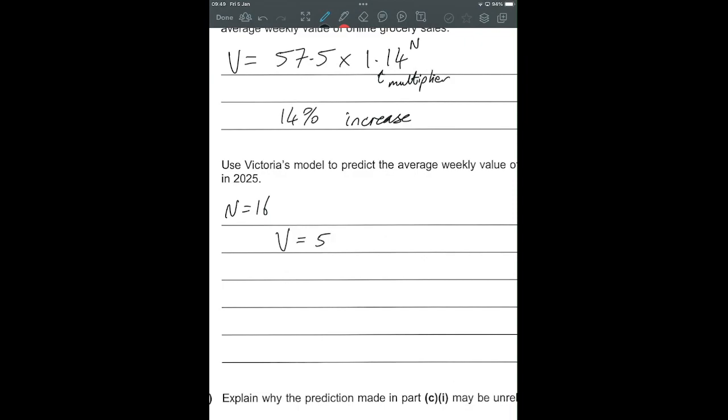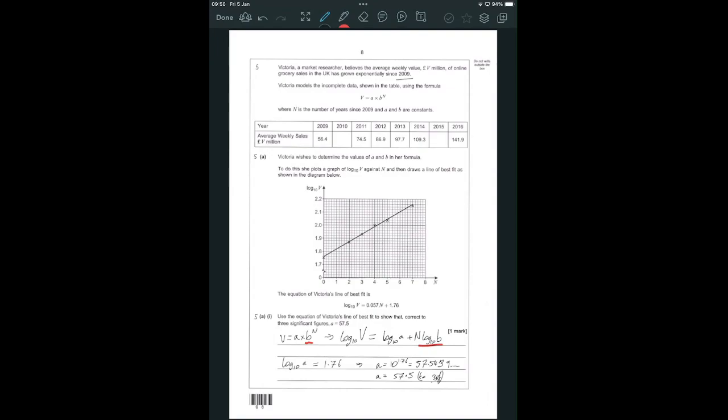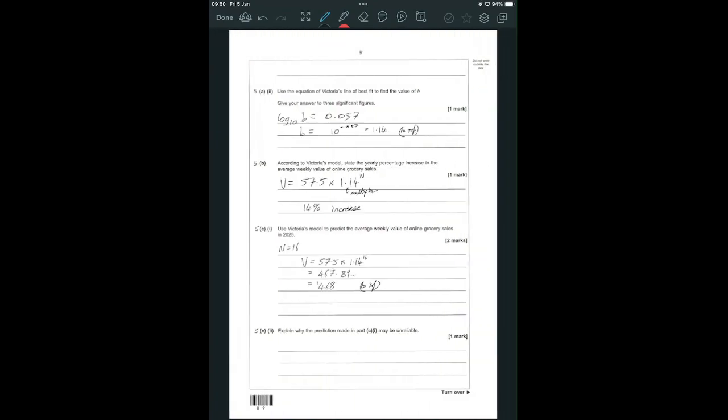So our model is predicting 57.5 times 1.14 to the power of 16. As the question throughout has told me 3 sig figs for each of the values, I'm not going to put more accuracy into this. And I'm also giving my answer to 3 sig fig, and then just double check units. V was in millions of pounds. Let's put the pounds. Millions.